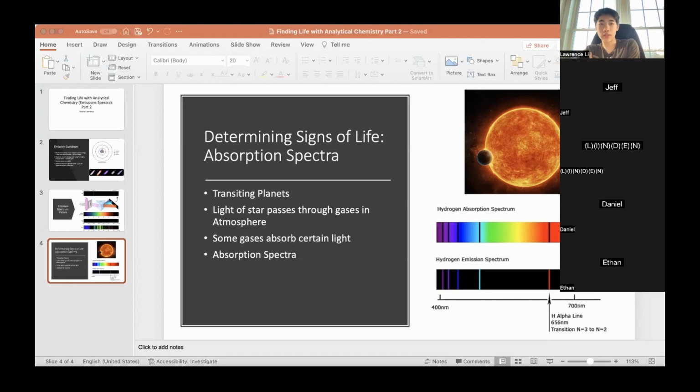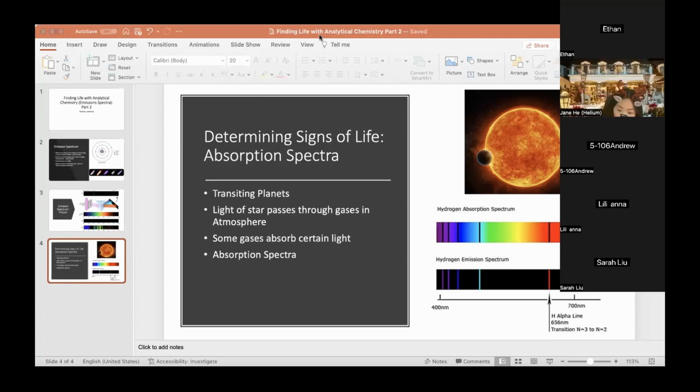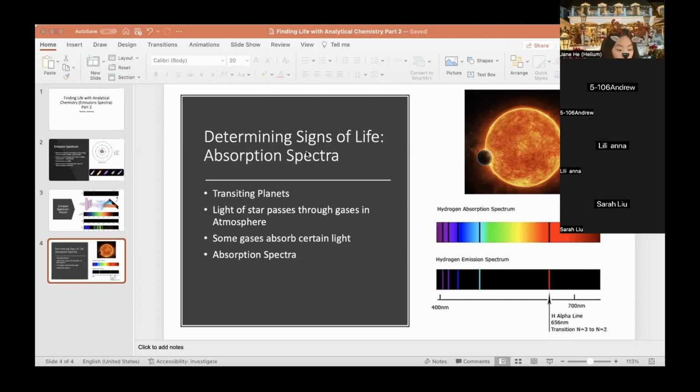I'm going to give everyone a second to put something in the chat this time, because I know Ethan and others like to throw stuff in the chat. Anyone have any ideas on transiting planets? Does anyone remember what those were? Okay. People weren't here last class. That's all right. Okay. I will go over transiting planets quickly.